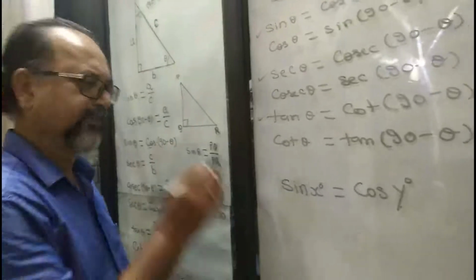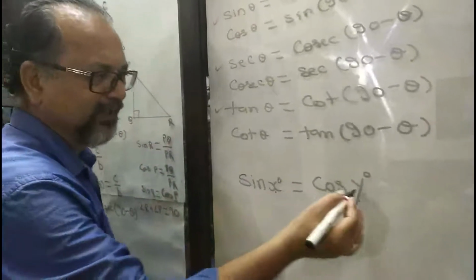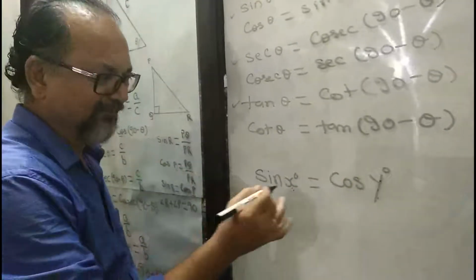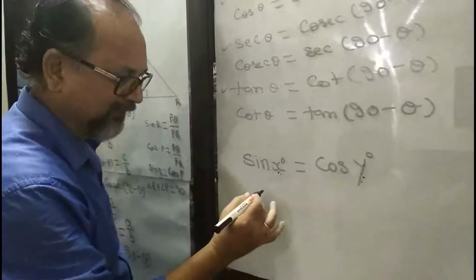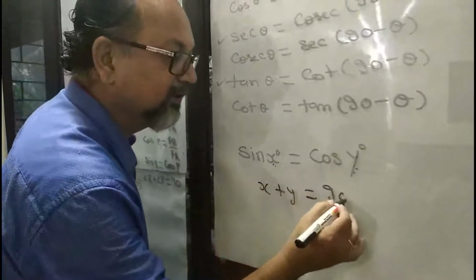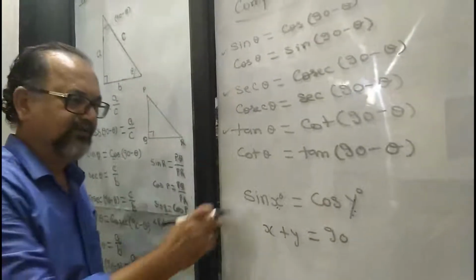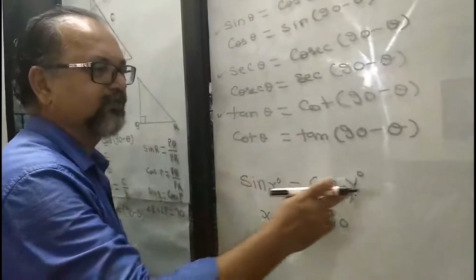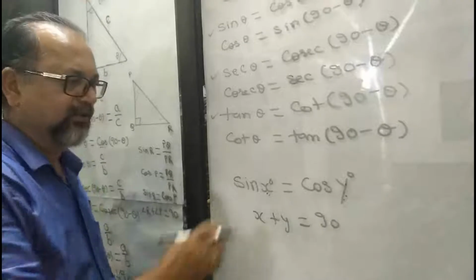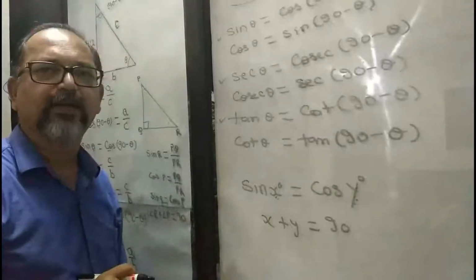You will know that sine and cos are only equal when these two angles are complements of each other. That means this x and this y, if we add, we have to get 90 degrees. X plus y has to be 90. If sine and cos are equal, that means these two angles are complementary, because they are related to each other, with those two angles being complementary angles.